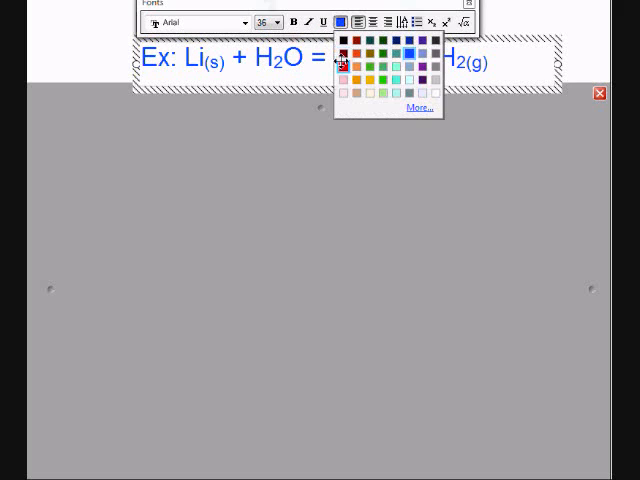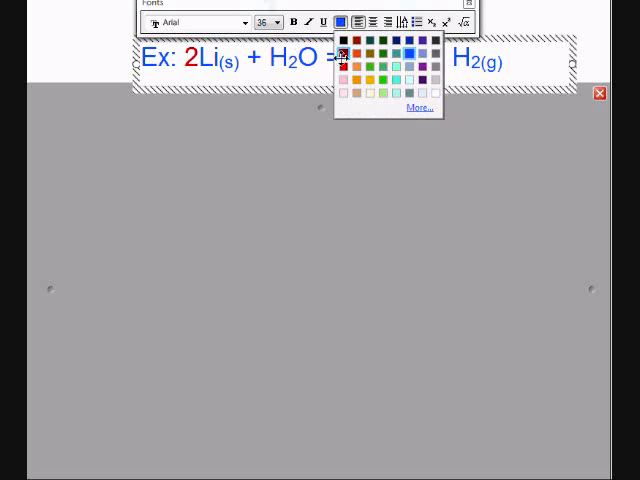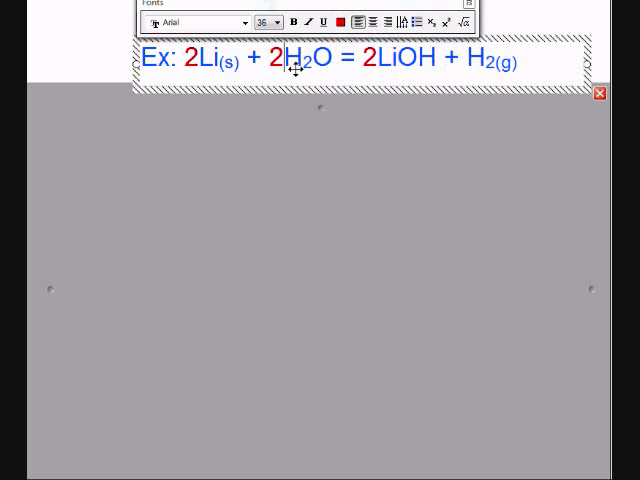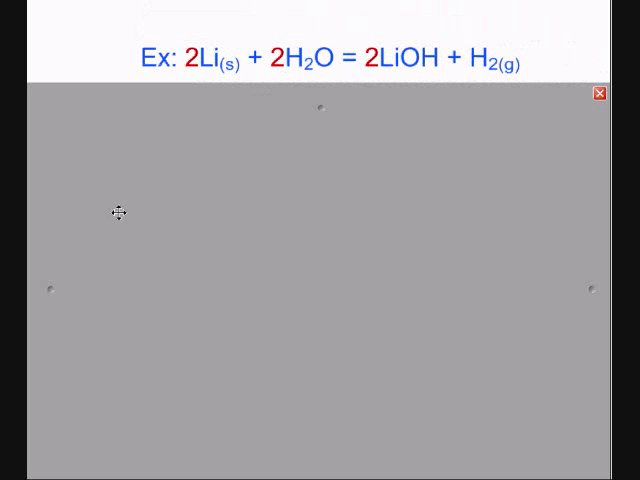Now I've got 2 lithiums though, right? Let's put a 2 over here. 2 lithium. How about my hydrogens? 2 times 2, 4. Oops, need a 2 over here, don't I? And oxygens. 2 times 1, 2. There we go. That looks balanced. Okay, so the mole-to-mole ratios are 2 to 2, gives us 2 to 1.